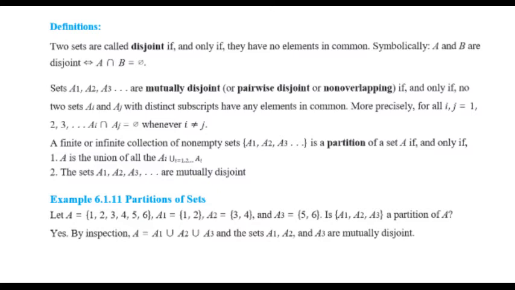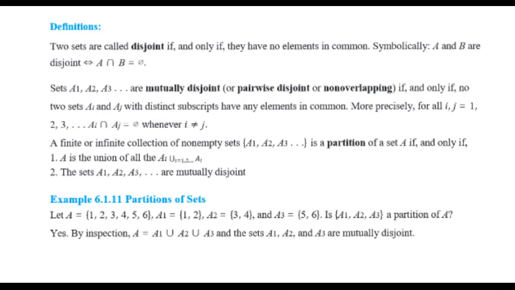Okay, so now we have defined mutually disjoint sets. We are ready to define the partition of a set. Here is a very important definition. We say a finite or infinite collection of non-empty sets A1, A2, A3, and so on and so forth is a partition of a set A if and only if two different conditions are true. The first condition is A is the union of all A sub I's. What do we mean by the union of all A sub I's? We mean the union, the big cup right here, union of A sub I for all the I's that are available. The union of all the A sub I's should be equal to A, okay, where A is the set that we are going to get the partition of.